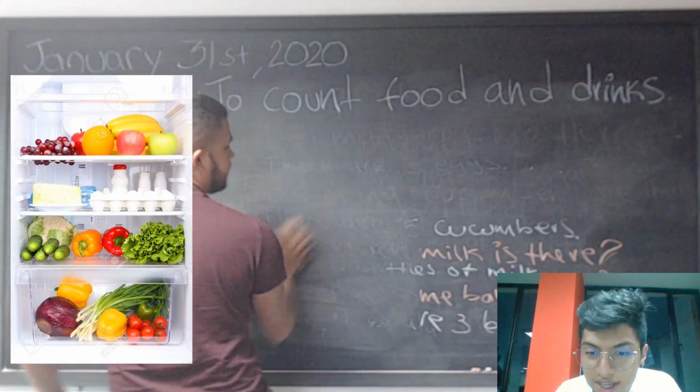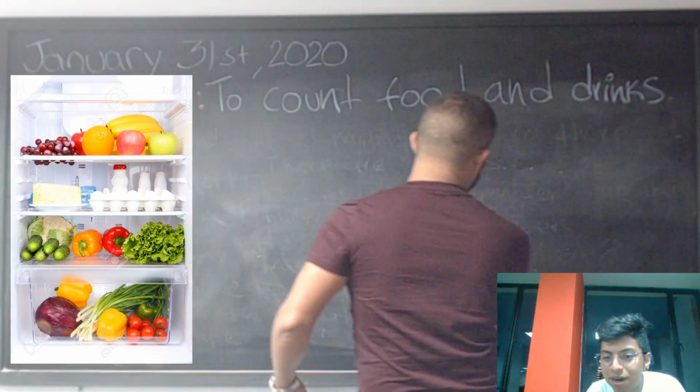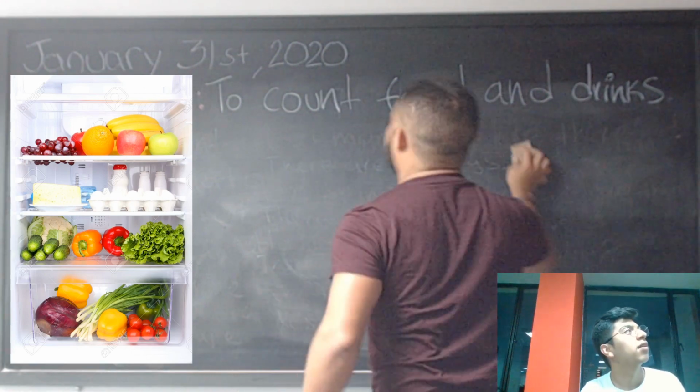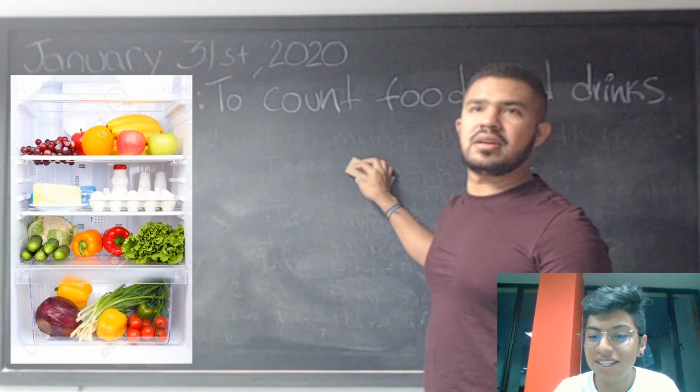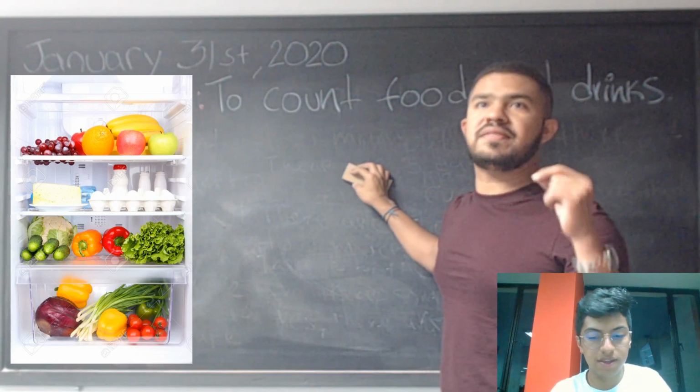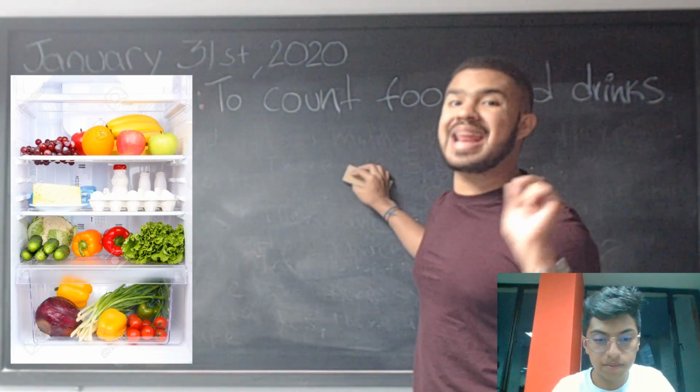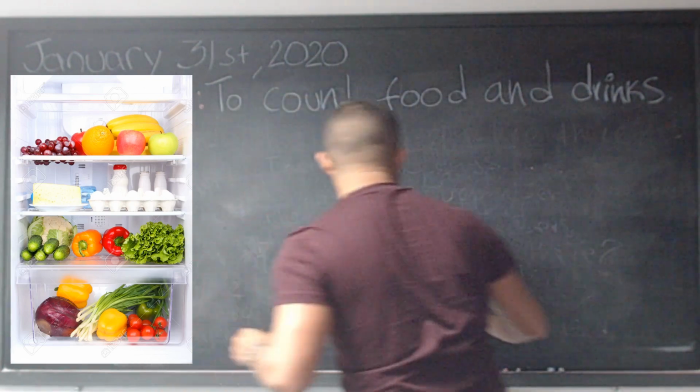Benjamin says if there are bananas in the fridge. There are bananas in the fridge. Very good. There are bananas. That's countable. Okay, another question.